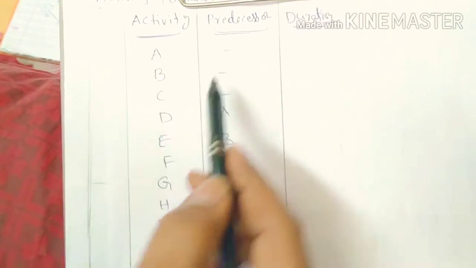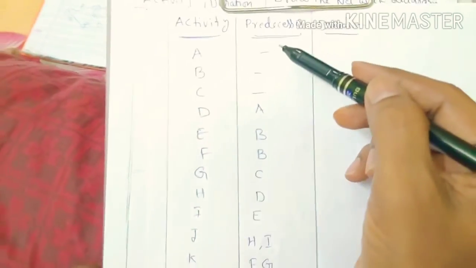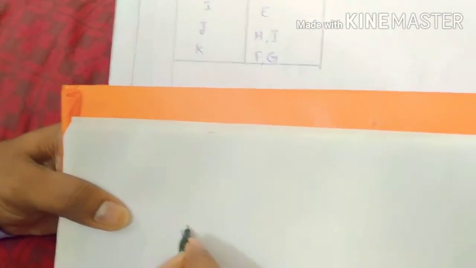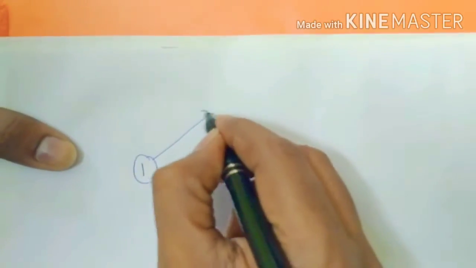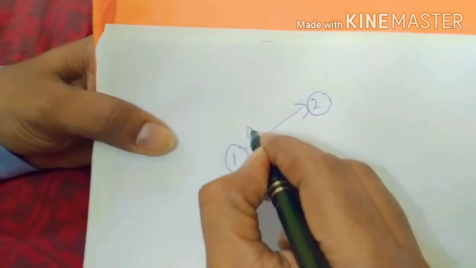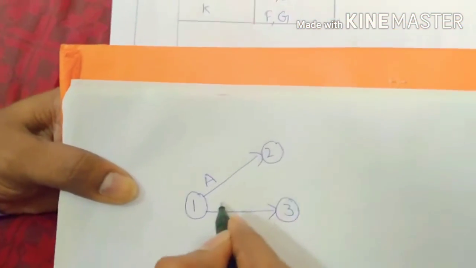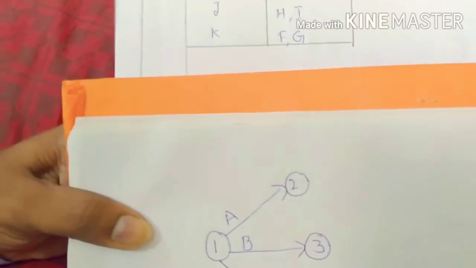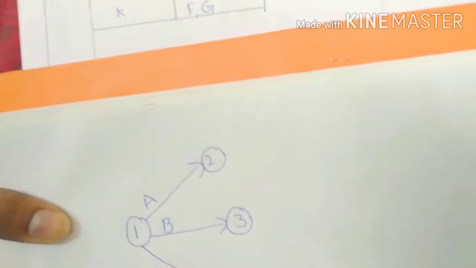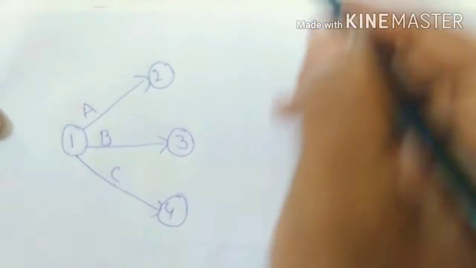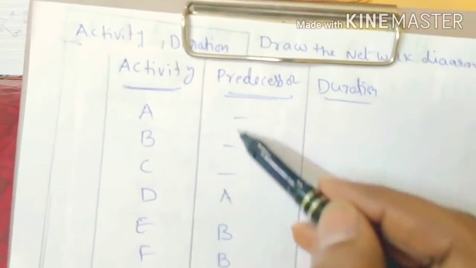So A, B, C are the starting activities, three of them. Before these activities nothing is there. So whenever three are there, we need to draw likewise. This is node 1, you can take this as node 2. This one is named A. Next one here, this is named B. Next activity we will take, this is named C. So activities A, B and C are there. We have constructed these three activities.